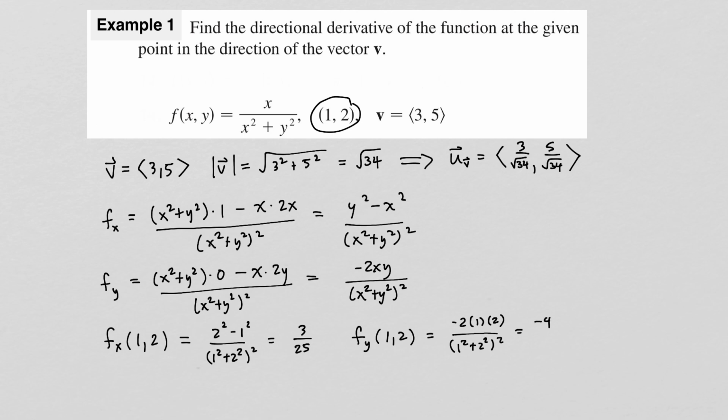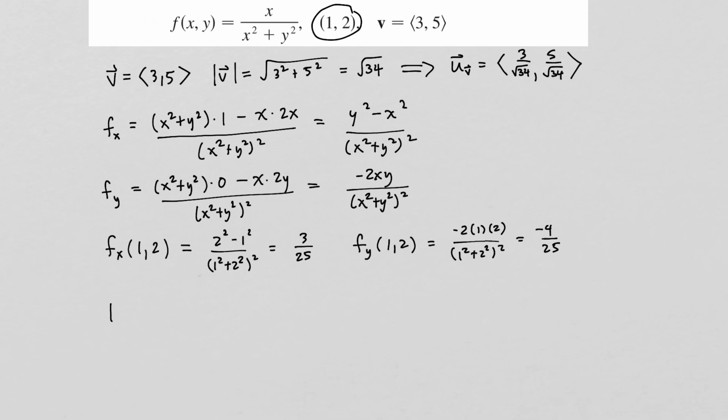And this is negative 4 over 25. Finally, to find the directional derivative of our function f in the direction of the unit vector that is pointing in the same direction as v. Now you could just say v down here, but I like to emphasize the fact that it needs to be a unit vector.